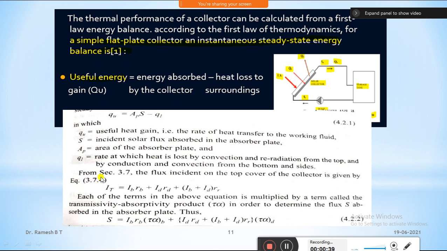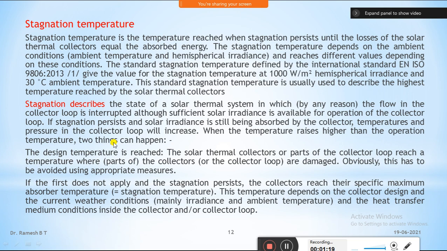And S is given by Ib Rb, where Ib Rb is the beam radiation with respect to tau and alpha, that is the transmittivity as well as absorptivity of the beam radiation, plus Id Rd, plus Ib plus Id into Rr, the reflected component, into tau alpha, where d means diffuse radiation. These things we discussed in the previous class, and we also discussed stagnation temperature.